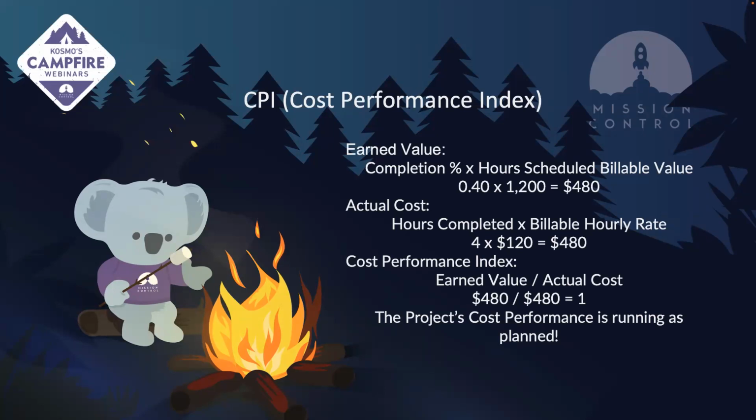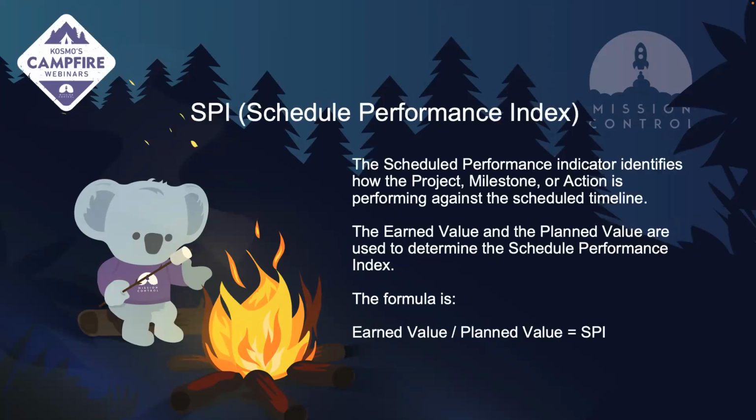Now with my scheduled performance, this will identify how my project is performing against the scheduled timeline. So are my resources logging their time as they're needing to? And the earned value and planned value are also used in this calculation. So it would be your actual earned value divided by planned value. So that's your completion percentage being involved this time instead of the hours completed.